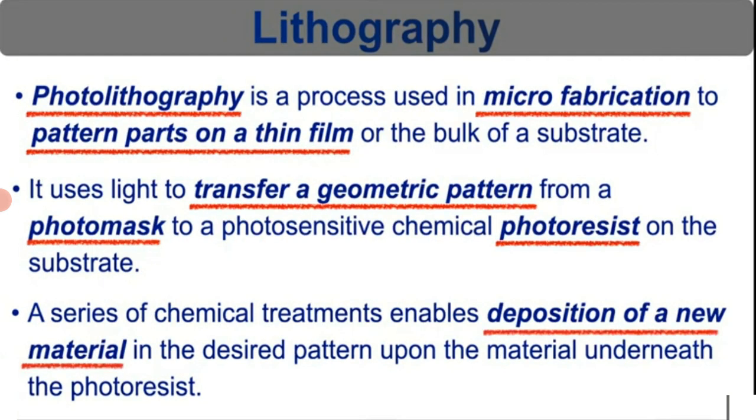Next, lithography. Photolithography is a process used in microfabrication to pattern parts on a thin film or the bulk of a substrate. It uses light to transfer a geometric pattern from a photomask to a photosensitive chemical photoresist on the substrate. A series of chemical treatments enables deposition of new materials in the desired pattern upon the material underneath the photoresist.